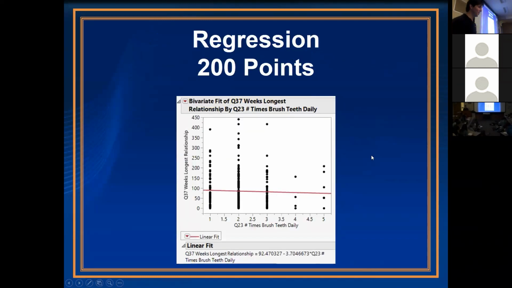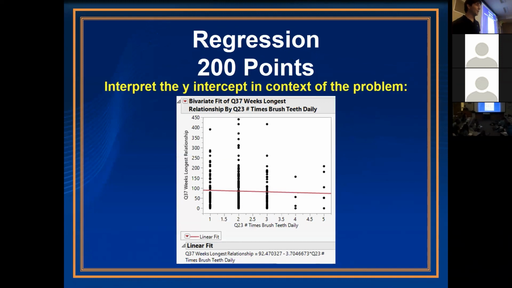Ooh, I like this. What in the world are we going to have to do with this regression right here? Can everyone kind of see it? A lot of decimals, a lot of numbers. Interpret the y-intercept in context of the problem. Let's do an easier question to start. What is the y-intercept? What is the value of the y-intercept? Exactly. So does everyone see this is the value of the y-intercept, 92.47.